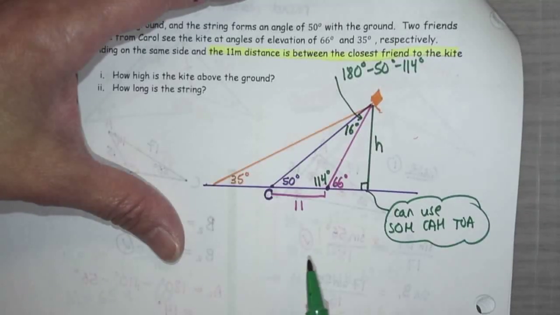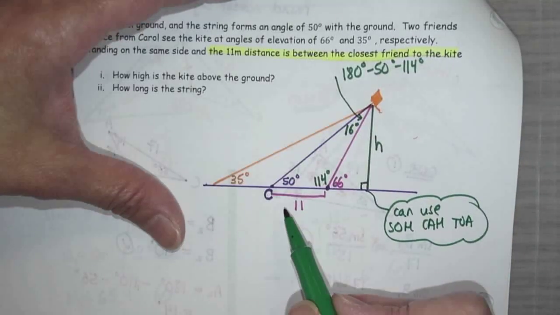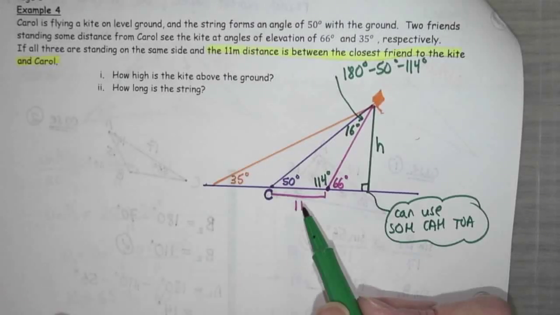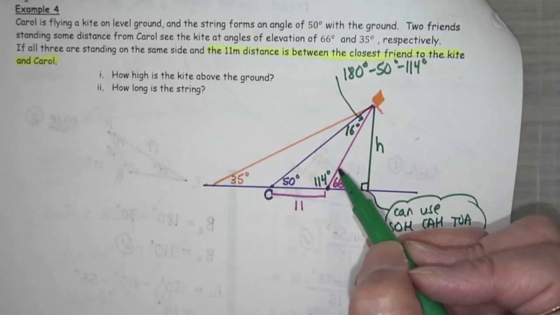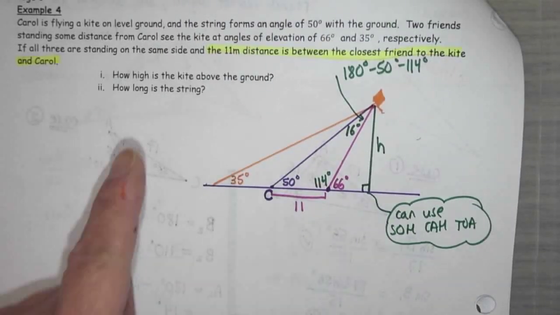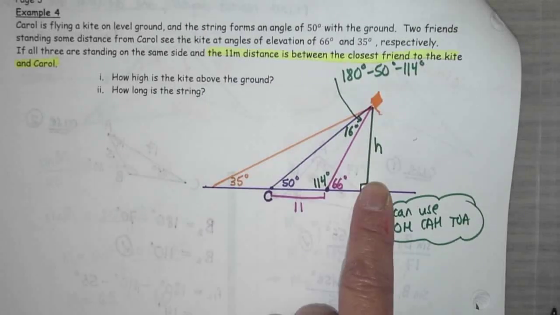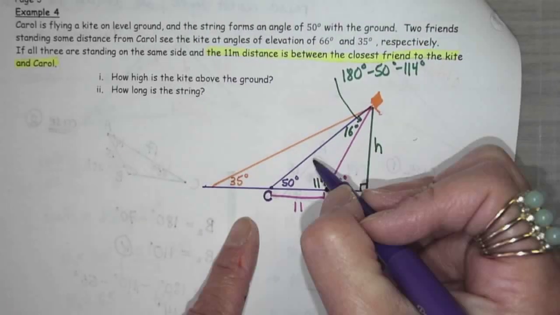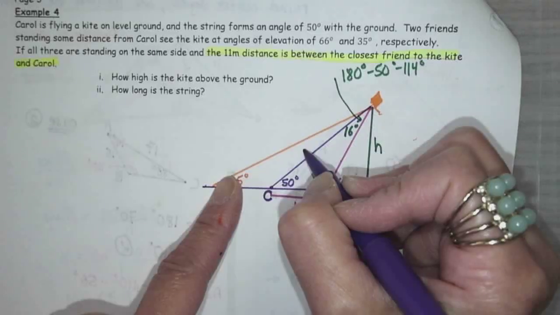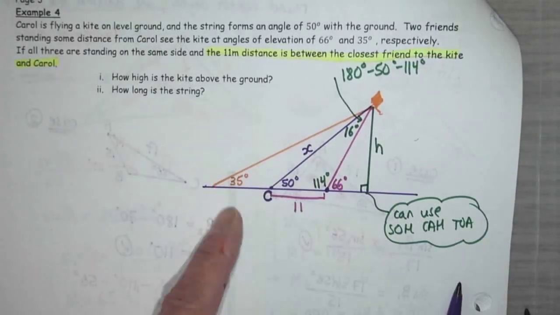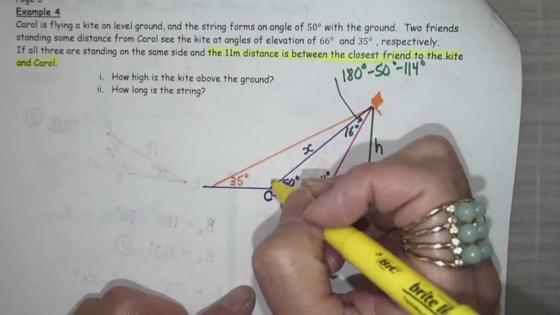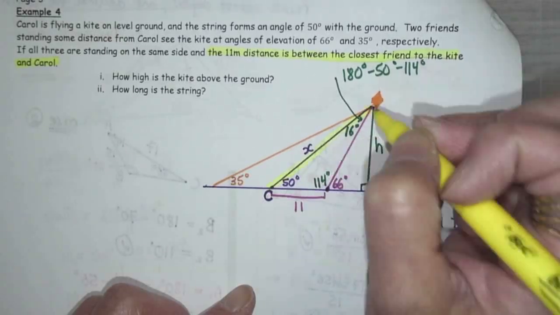The reason why I'm focusing on that triangle is because, look, I have the 11. So the 11 is a useful piece of information. So I'm going to go to this triangle. Is there any way I can find how long the string is? And then I'll come back and answer that later. I'll call it X. And this is the length of the string, so that's from Carol up to the kite.